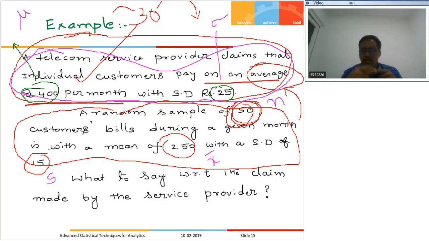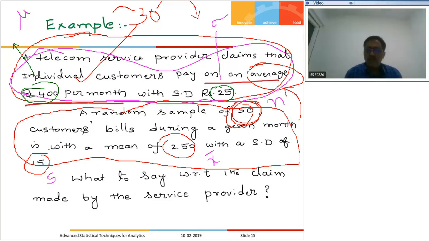So now we'll try to correlate. We try to validate the claim made based on the sampling outcome. Very simple. For the sample we got 250 with a standard deviation of 15, and they are saying 400 with 25. Whether it is okay or not, that is what we are going to do. It's clear. So in doing so, the first thing we have to do is identify what hypothesis or claim we are validating.